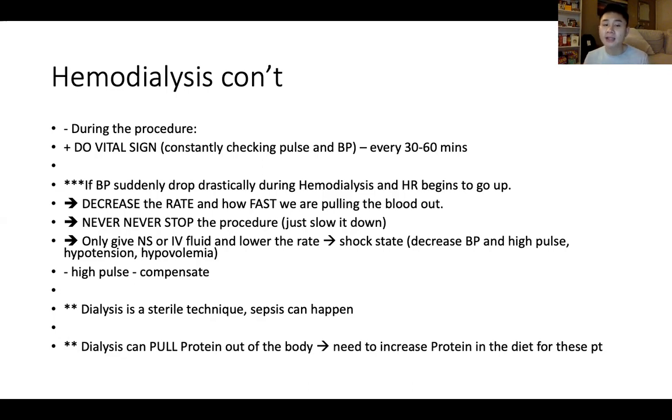So dialysis is a sterile technique. Sterile technique meaning sterile gloves, everything is sterile, because this involves blood going to the patient, so it can easily cause sepsis. Sepsis is infection inside the bloodstream. So we have to use a sterile technique. Sterile is different from aseptic. Sterile meaning sterile. Aseptic meaning we can use clean gloves.